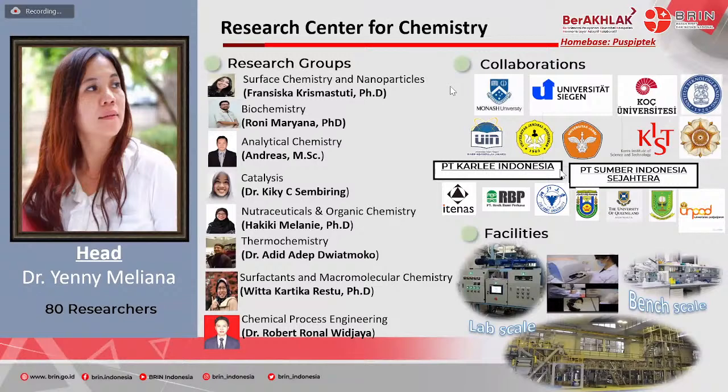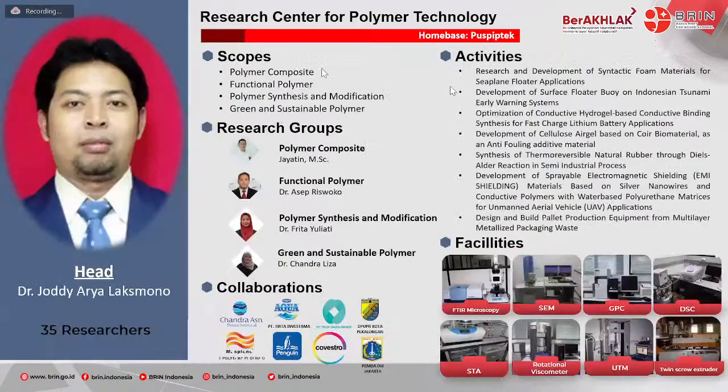So next, the research center for chemistry. We have 8 research groups, including the surface chemistry and nanoparticle, biochemistry, analytical chemistry, catalyst, nutraceutical and organic chemistry, thermochemistry, surfactant and macromolecule chemistry, and chemical process engineering. We have 80 researchers in this research center.